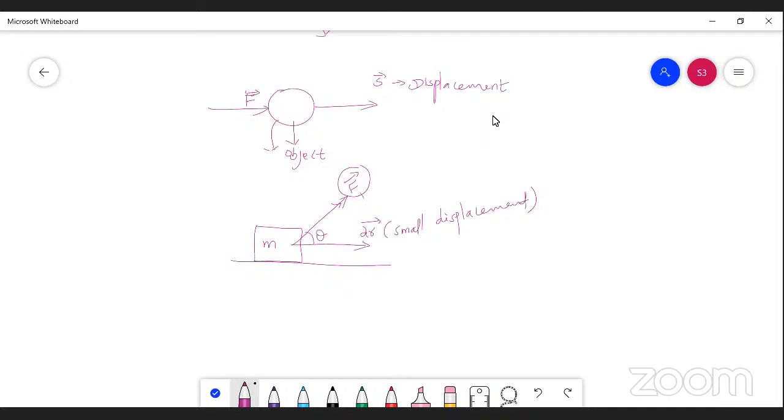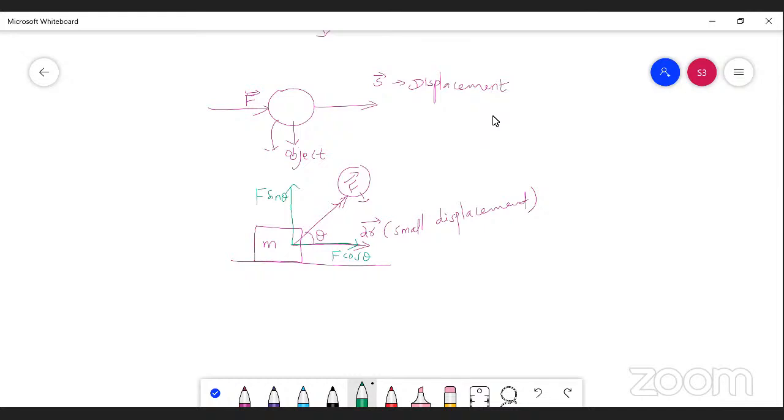Then the force vector is essential to resolve into two components: one is the horizontal component, another one is the vertical component. This is the horizontal component of force. This is the vertical component of force. Because the force vector makes the angle theta with this horizontal, it is essential to resolve it into two components. The force vector makes the angle theta with dr. Then the horizontal component is F cos theta, in the resolution of vectors. The vertical component is F sin theta.